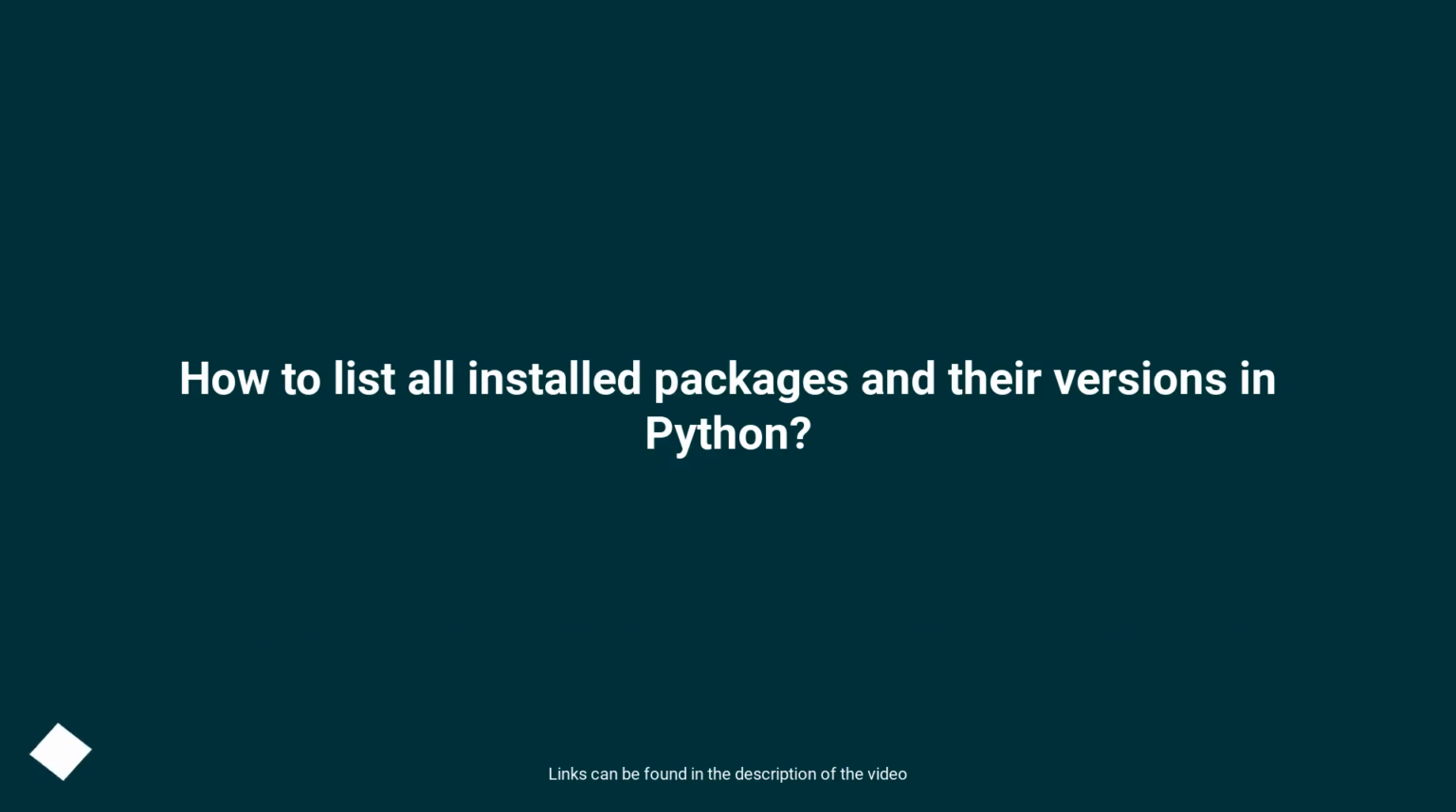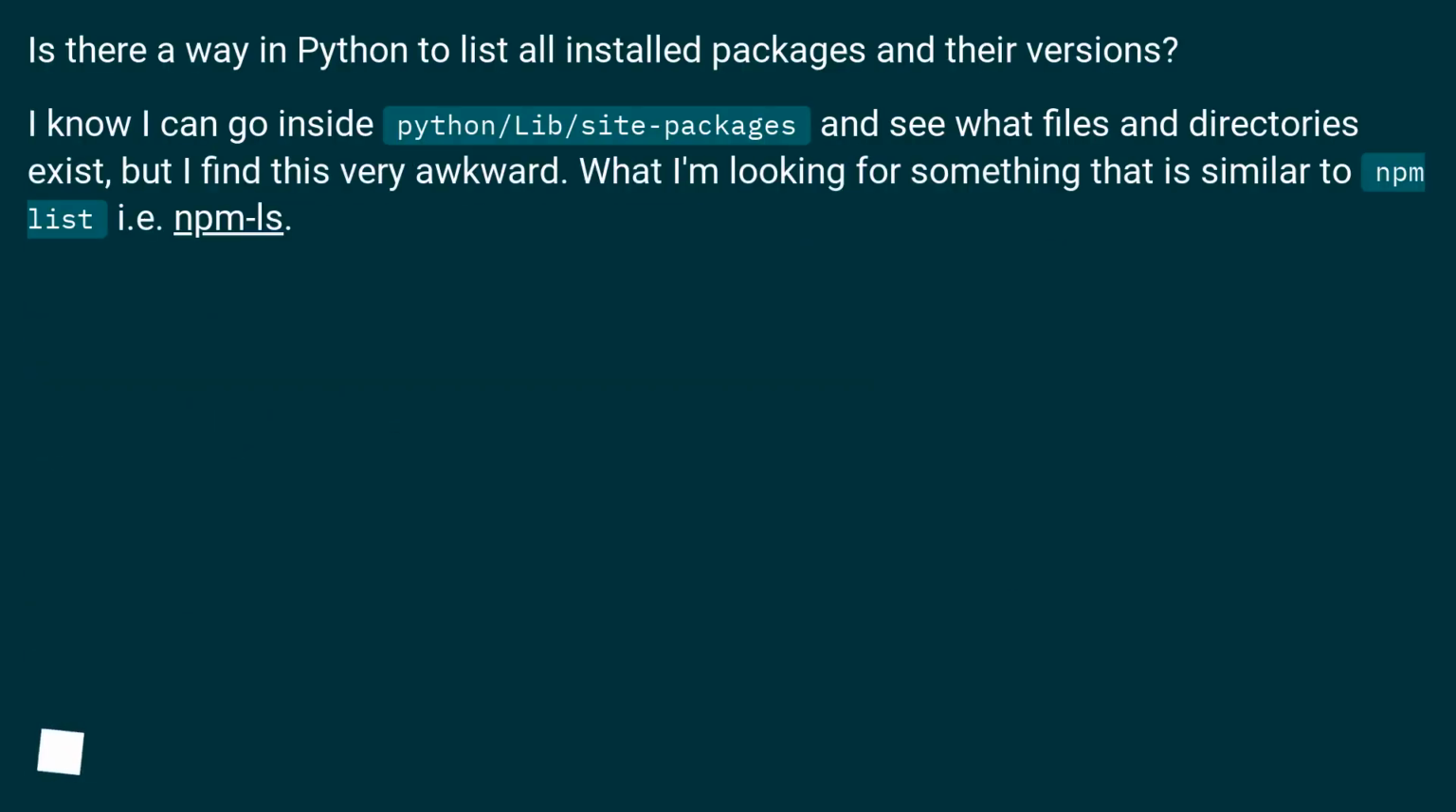How to list all installed packages and their versions in Python? Is there a way in Python to list all installed packages and their versions? I know I can go inside python/lib/site-packages and see what files and directories exist, but I find this very awkward. What I'm looking for is something similar to npm list or npm ls.